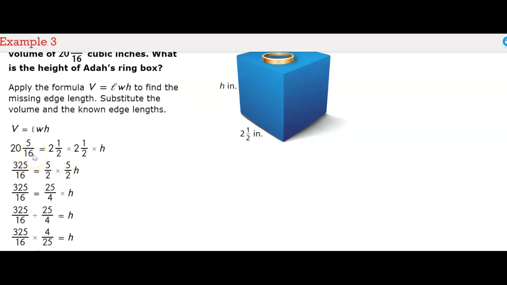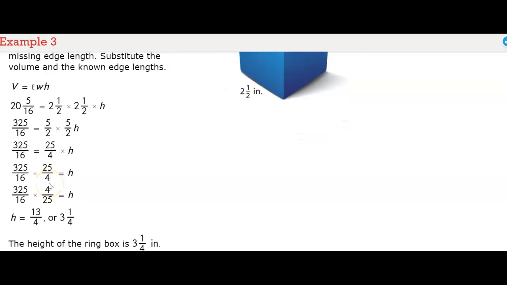So now we make all the mixed numbers into improper fractions, and then we multiply the 5/2. So that's 25/4. And then we know that when we are solving for an unknown variable in an equation, we have to remove the numbers on the side with the variable to the other side of the equation. So we're going to move the 25 fourths over to the other side by doing the inverse of multiplication, which is the opposite. So the opposite of multiplication is division. So we're going to divide 325/16 by 25/4. And when we find that, we will get our height, and that's 13/4.